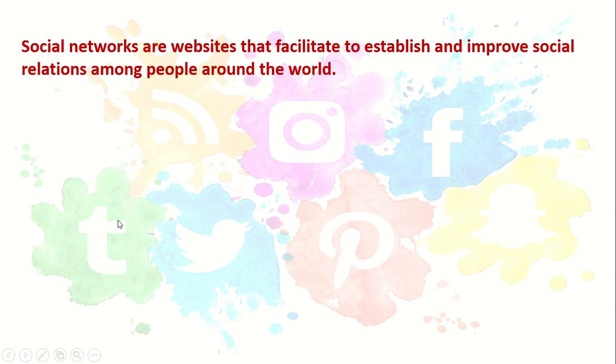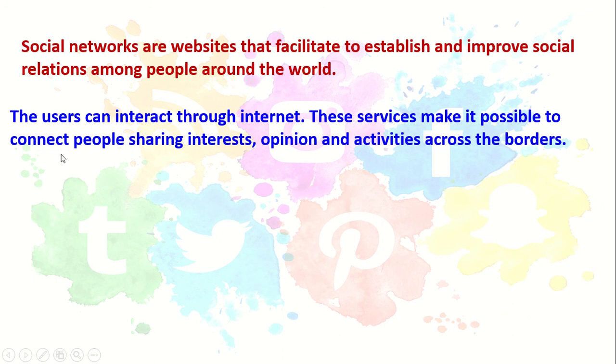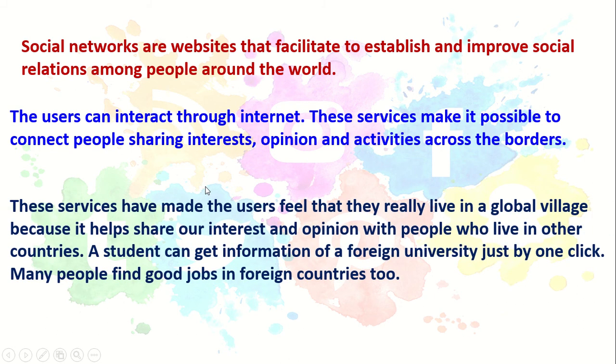What is a social network? Social networks are websites that facilitate establishing and improving social relations among people around the world. How do people use it, or for which purposes do they use it? The users can interact through the internet. These services make it possible to connect people sharing interests, opinions, and activities across borders. And these services have made users feel that they live in a global village, because it helps share our interests and opinions with people who live in other countries. A student can get information about a foreign university just by one click. Many people find good jobs in foreign countries too.